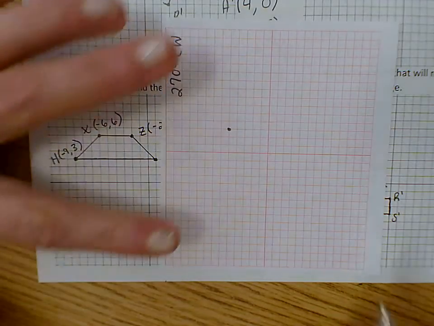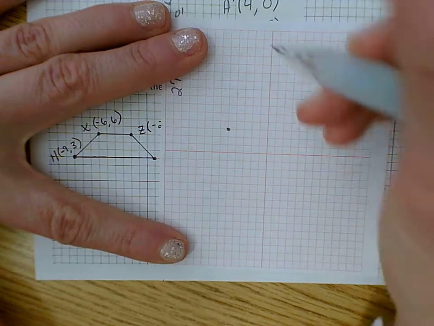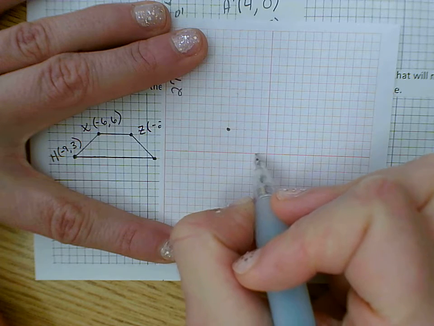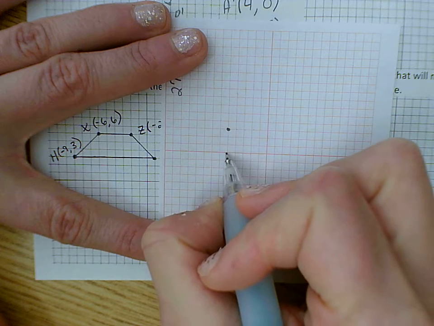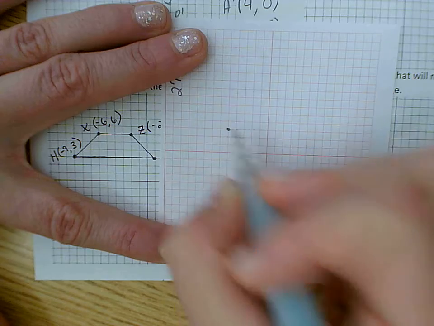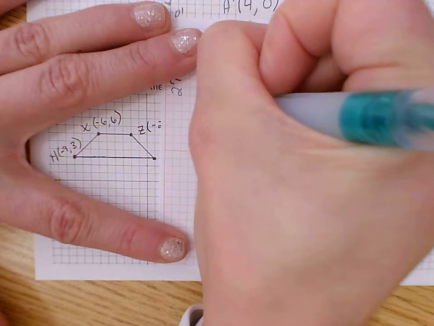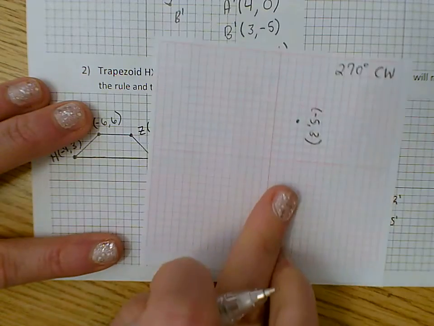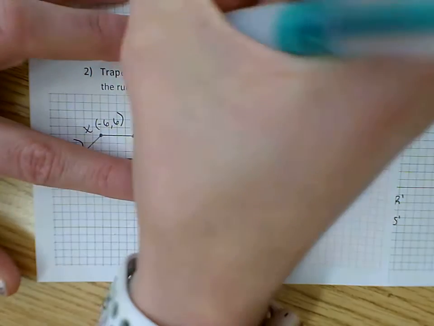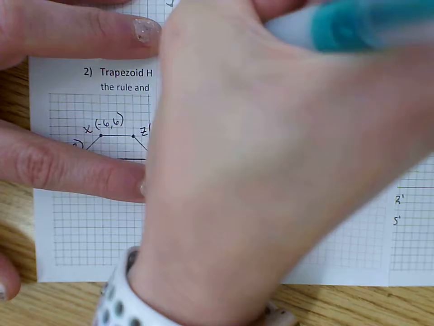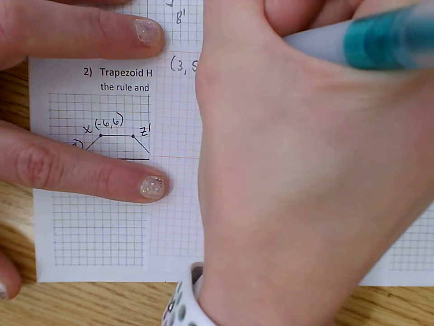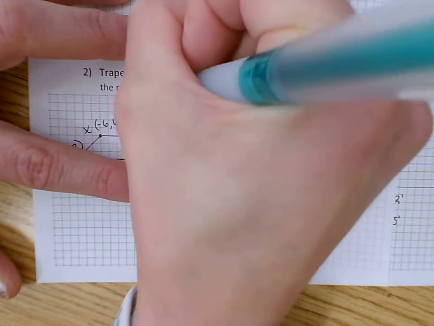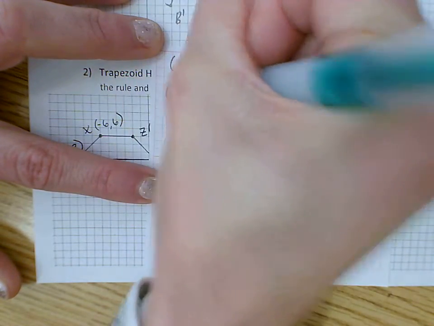Okay, so I'm going to look at it like a normal graph. So that's my X, that's my Y, and I'm going to tell where it landed. So let's see, it's now at 1, 2, 3, 4, 5, negative 5, 1, 2, 3. So negative 5, 3. And again, I do like to write it down because it's kind of hard for me to remember that, and that way I have it. So 3, 5 became negative 5, 3.